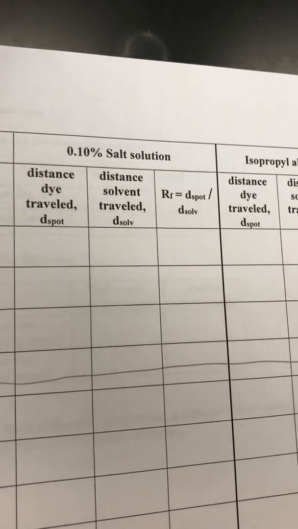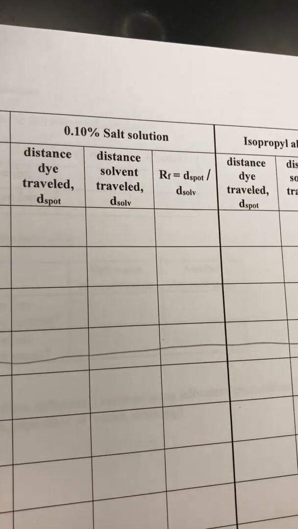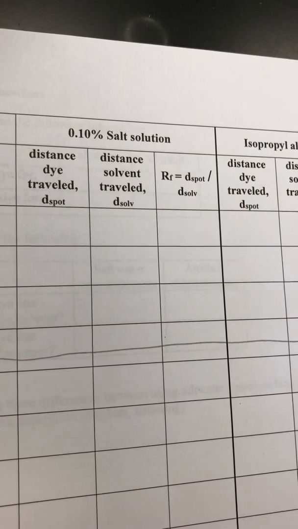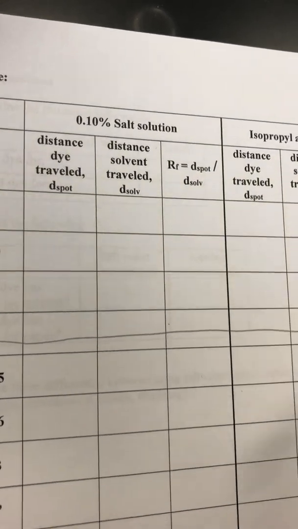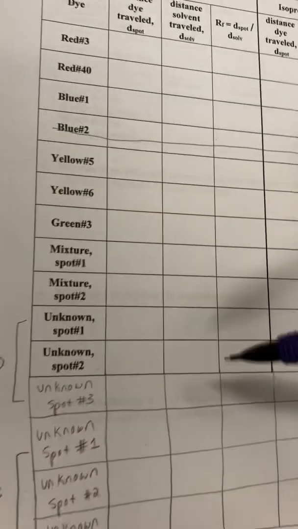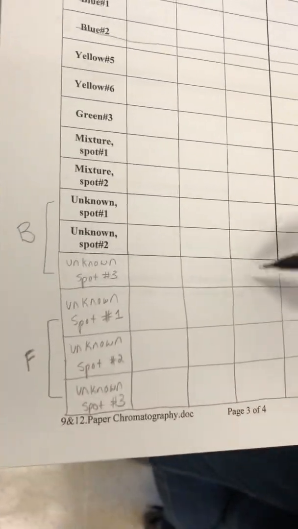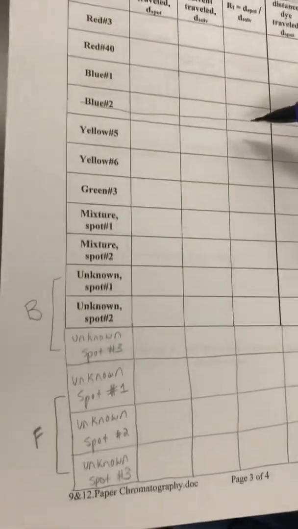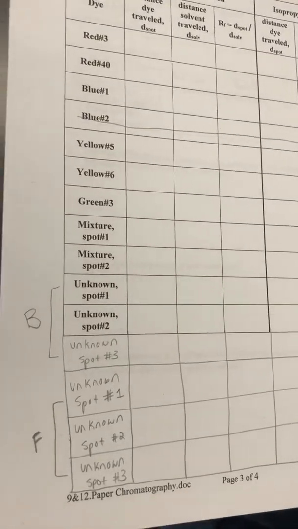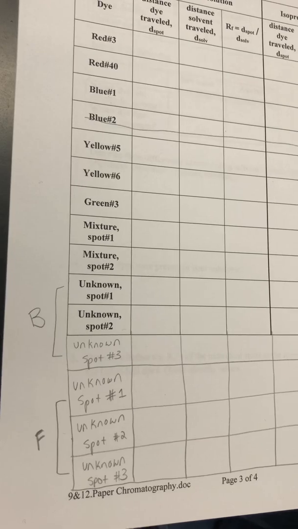So a high retention factor meant it moved a lot. A retention factor of 1 meant it went all the way up the paper, and a low one meant it stayed. And so this is a good way for us to figure out what our unknowns are. We can look at our retention factors for the unknowns and compare them to our known dyes, and that's a quantitative way of figuring out what we actually have, okay?